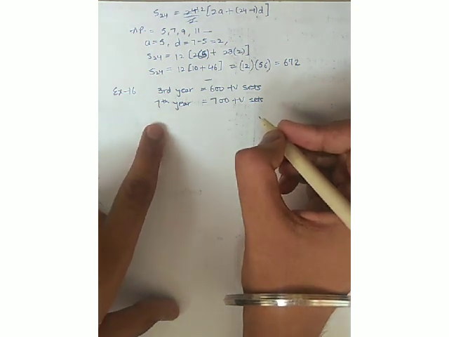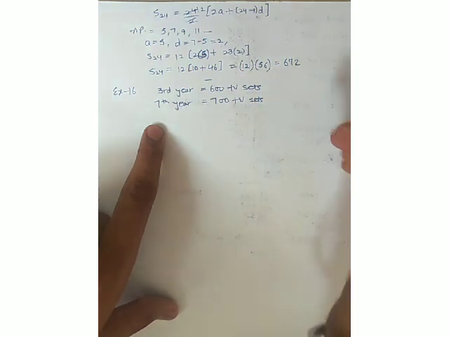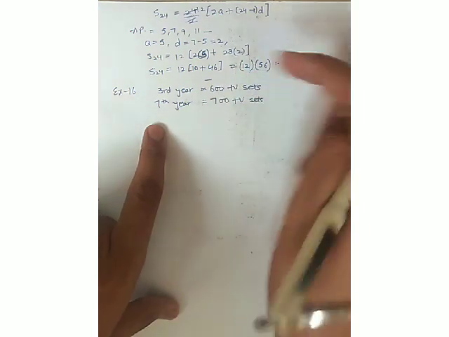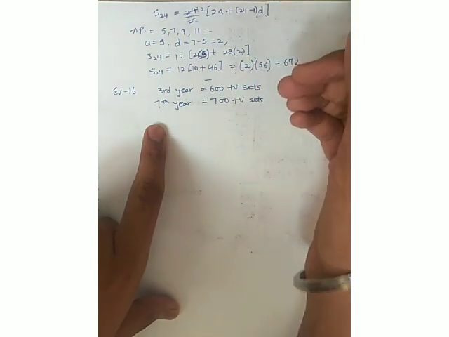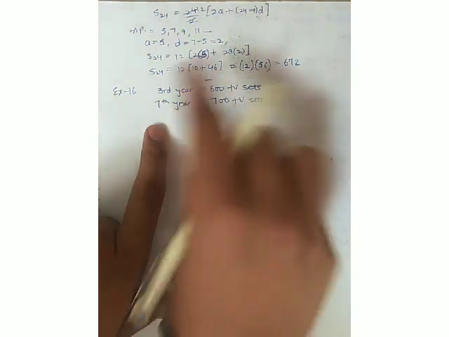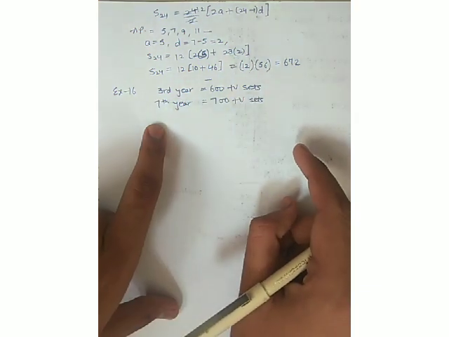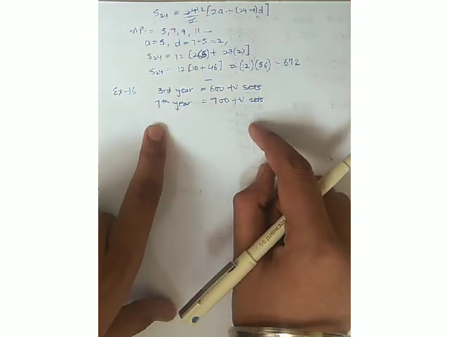Now what does it mean? Assuming that the production increases uniformly means that production is increasing at a constant rate. If in the third year it's 600, maybe in the fourth year it will be 620, then again 20 will be added, 640, then 660, then 680, then 700. It's a kind of example that I have given to you. It's not mandatory that in every year he has produced 20 television sets. Just keep this thing in mind.